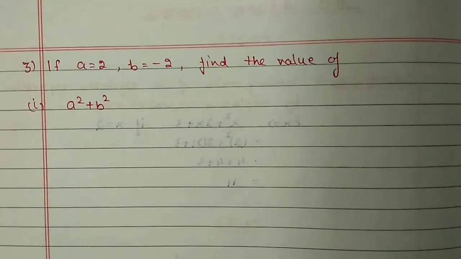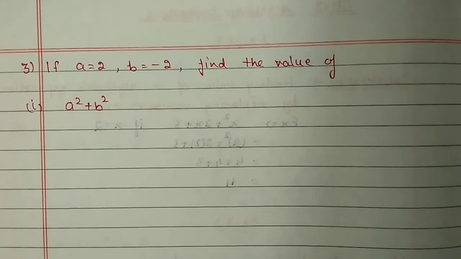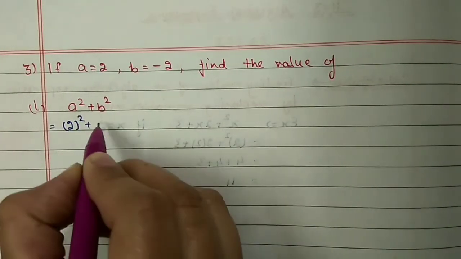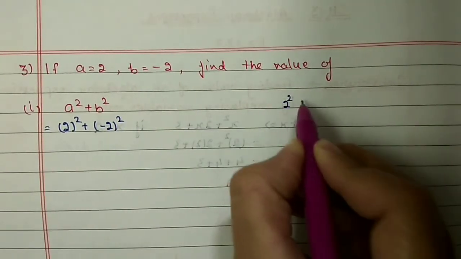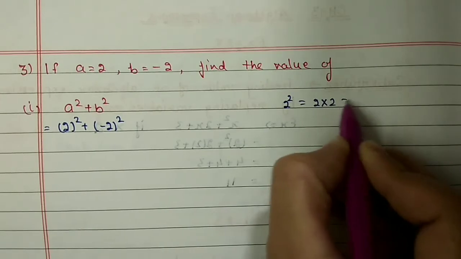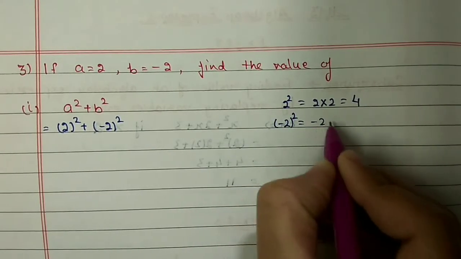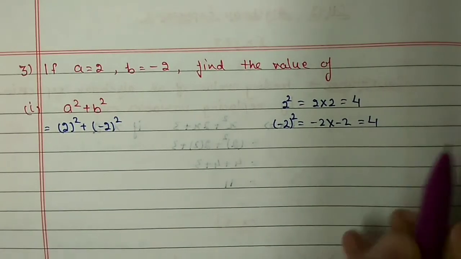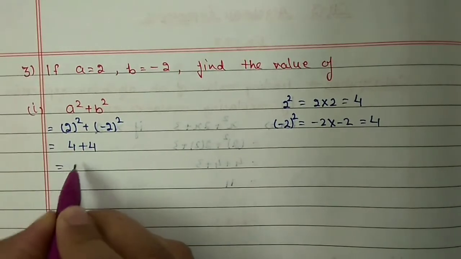Next, question number 3. If a is equal to 2 and b is equal to minus 2, find the value of a square plus b square. So in place of a we will write 2 and in place of b we will write minus 2. So 2 square means 2 into 2, which is equal to 4. And minus 2 square means minus 2 into minus 2, that is also equal to 4, because minus and minus will become plus. So we have here 4 plus 4 is equal to 8.